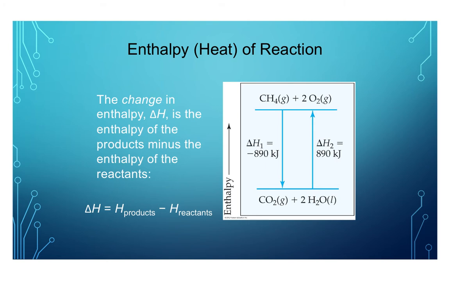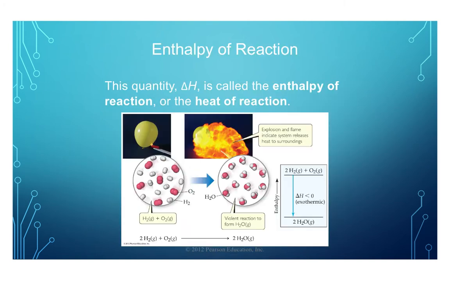So we're going to recall the change in enthalpy, delta H, is the enthalpy of the products minus the enthalpy of the reactants if we're talking about a chemical reaction. So delta H is the enthalpy of the products minus the enthalpy of the reactants. That quantity, delta H, is called the enthalpy of reaction or the heat of reaction. It's the difference between the energy of our products minus the energy of our reactants, or in other words, the heat that's given off by a reaction or the heat that's absorbed by a reaction.